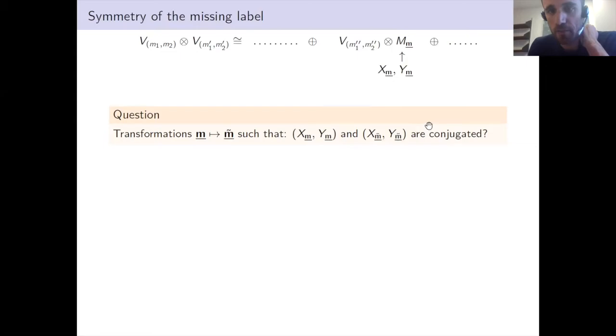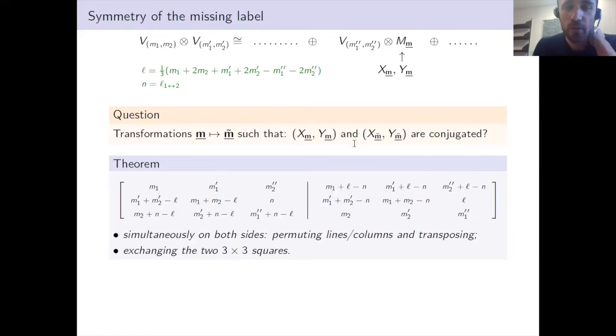So why is it relevant? It's relevant because the missing labels are the eigenvalues, remember, of X or of Y. So if they are conjugated, of course, they have the same eigenvalues. It means that the missing label will be the same for parameters M or parameters M tilde. So if we have such a transformation, M goes to M tilde, such that the two pairs of matrices are conjugated, we can call this transformation a symmetry of the missing label, because the missing label will be preserved. Okay, so long story short, we take our huge Weyl group of E6 and we try to extract such transformations, and we were able to do it, and this is the final result.